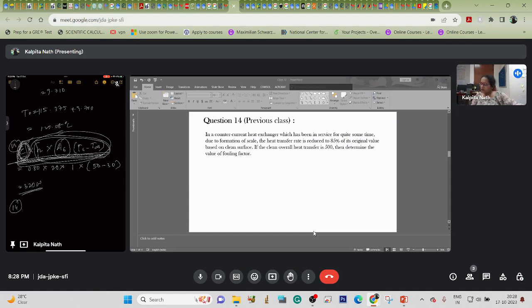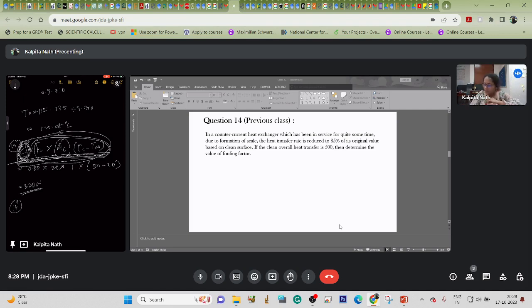Previously the resistance was 1 upon U. Now the resistance is 1 upon U plus some resistance. So that R we need to calculate, right? You understood. Initially, when it was a clean surface, 1 upon U was the resistance that we already know. Now when the fouling factor is added, 1 upon U plus the fouling factor resistance R will be giving the total resistance.